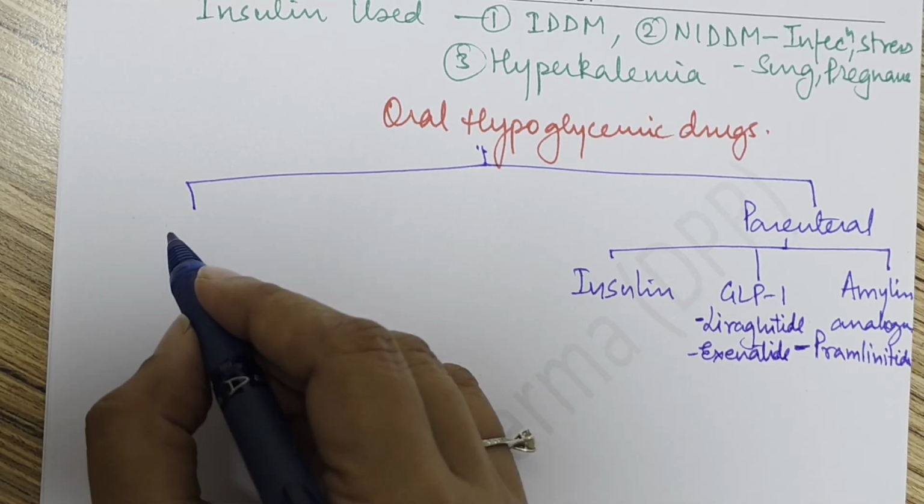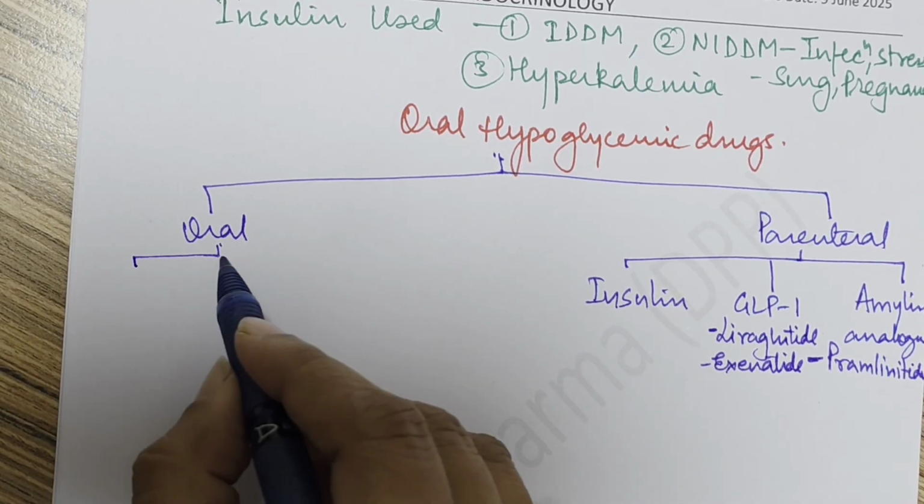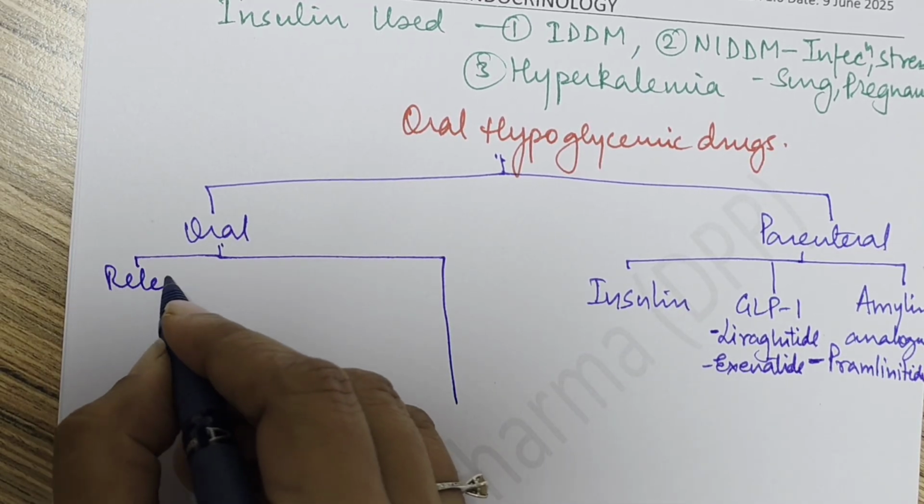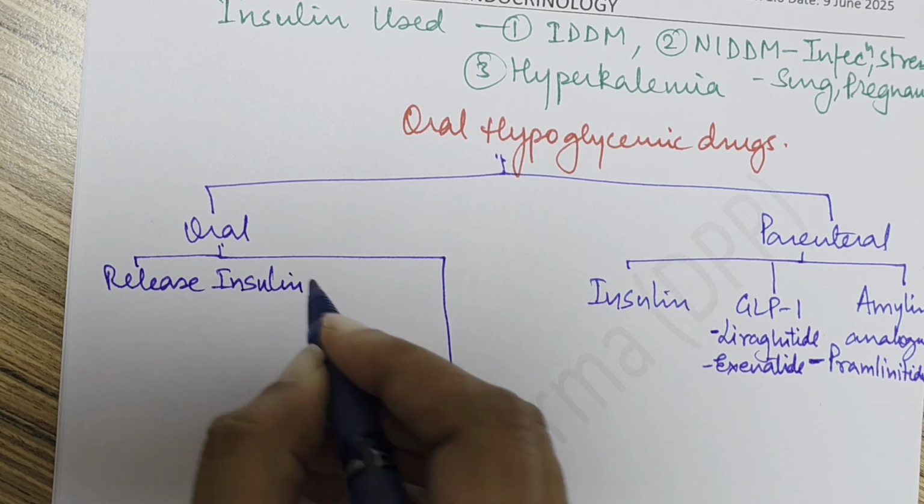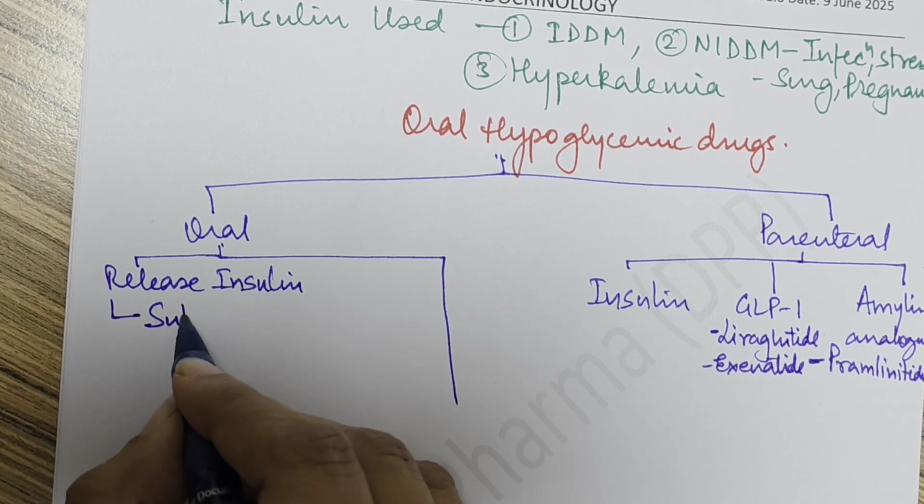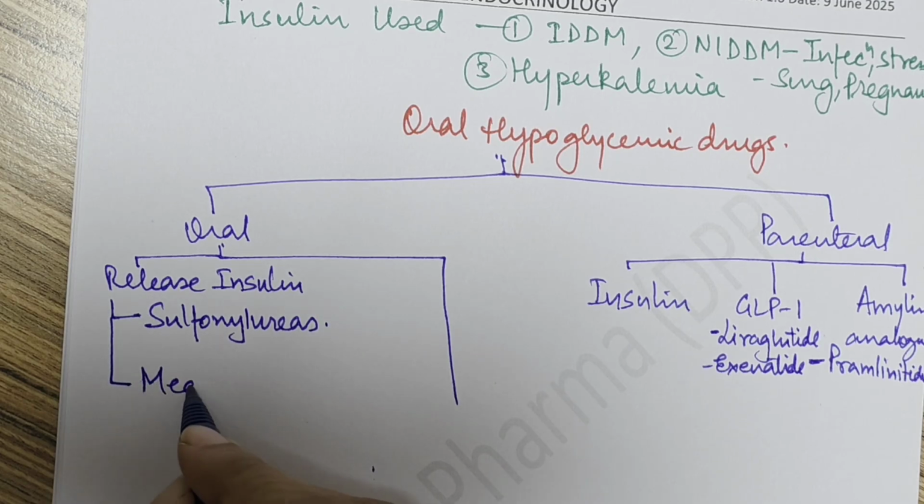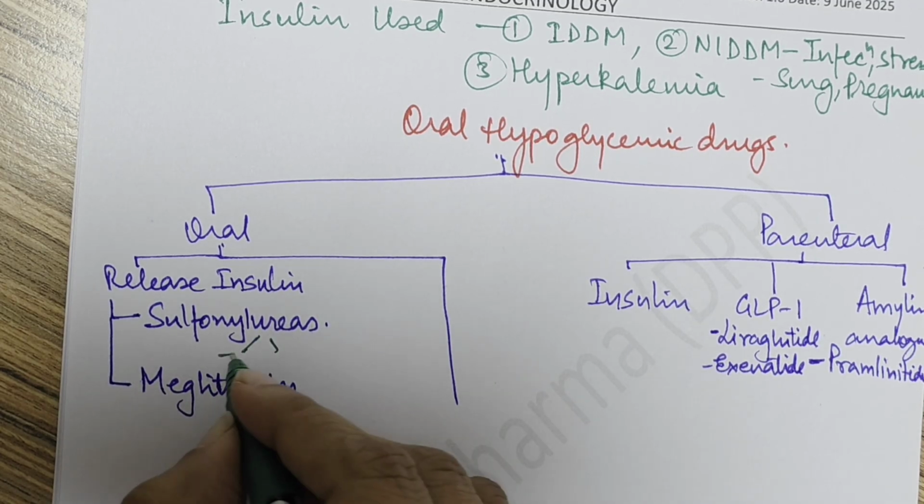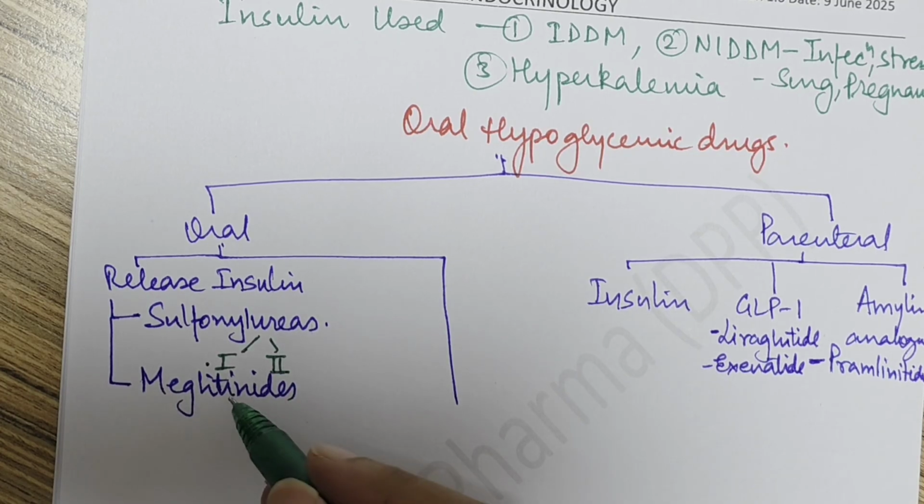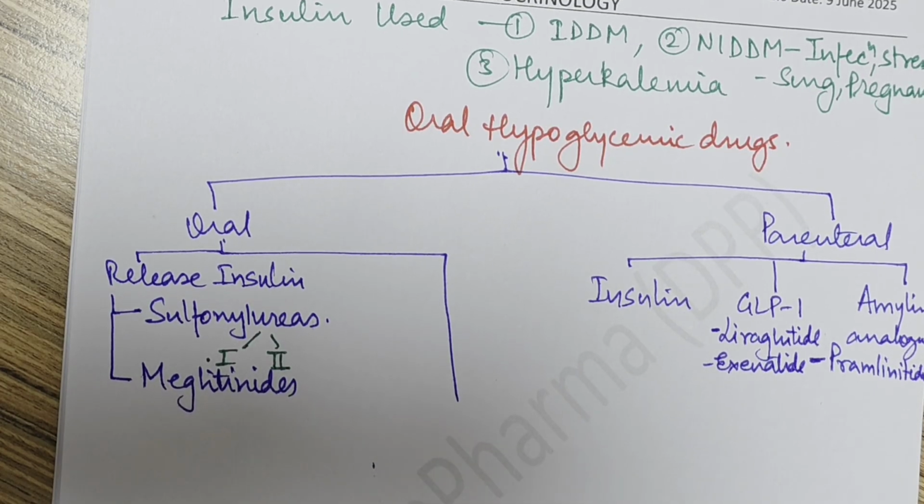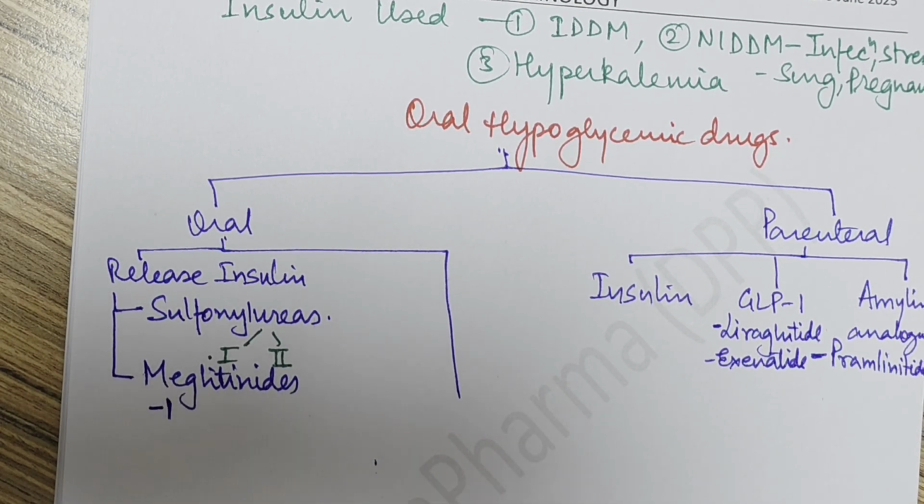Then we come to this part, that is oral. Now in oral, the drugs which release insulin are also called insulin secretagogues. So the first category of drugs that we have is sulfonylureas. Then the second category is meglitinides. In sulfonylureas again we have first generation and second generation. First generation we have chlorpropamide, tolbutamide. Second generation we have glipizide, gliclazide, glimepiride, all these. In meglitinides we have 2 drugs, that is repaglinide and nateglinide.